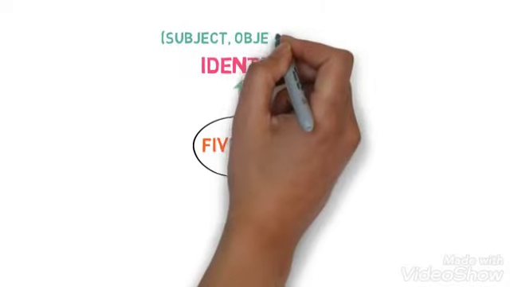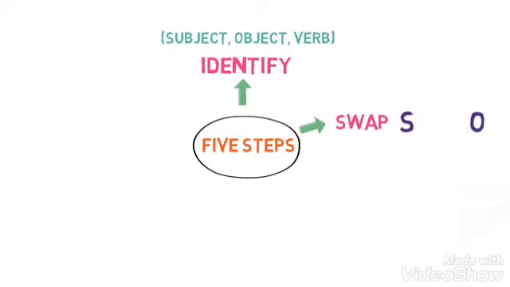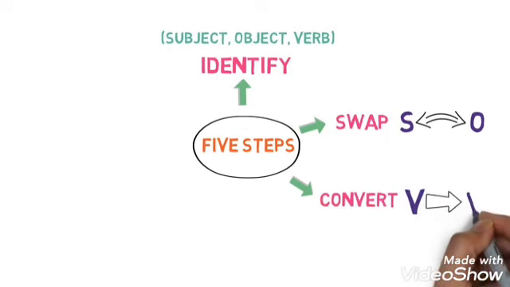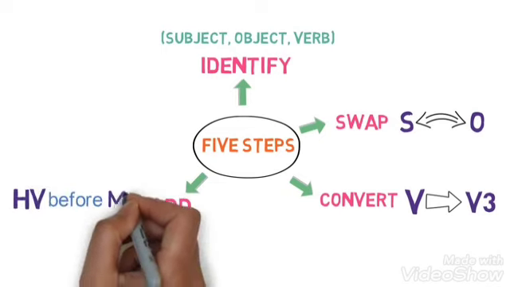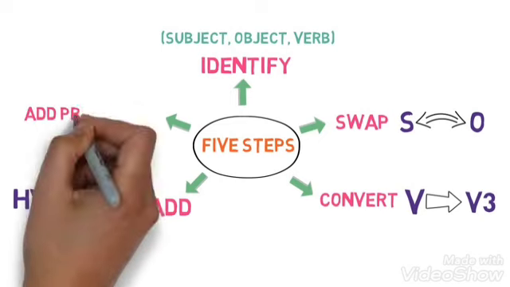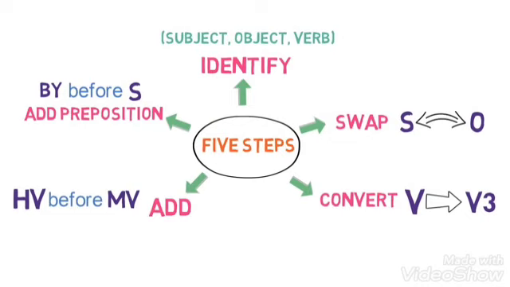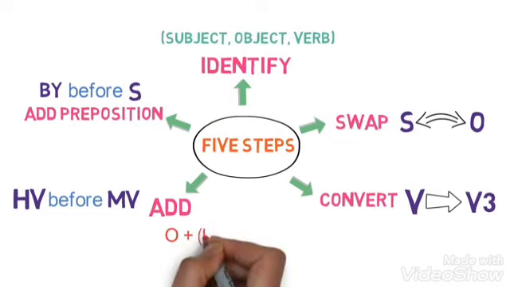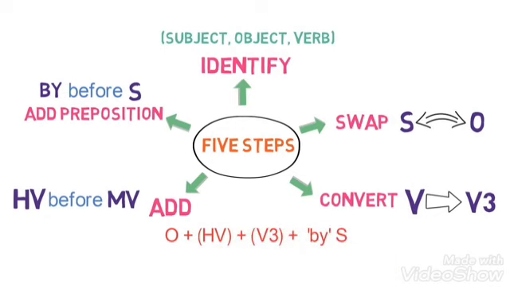What do we identify? We identify the subject, object and verb. The second one is swap. What do you swap? Subject to object, object to subject. The third one is convert the verb form to verb 3. The fourth one is add a helping verb before the main verb. The fifth one is add a preposition before the subject. These are the 5 important steps to learn active voice to passive voice.